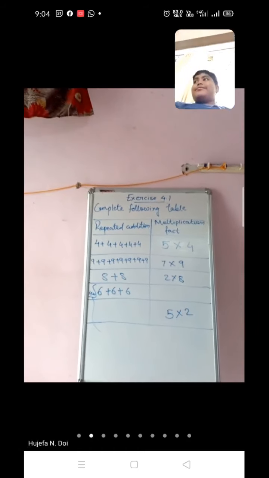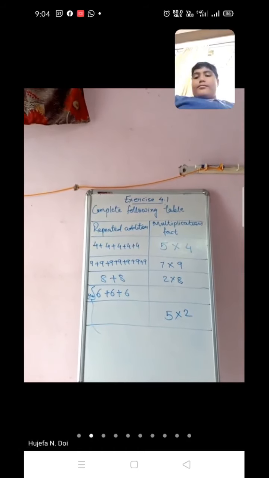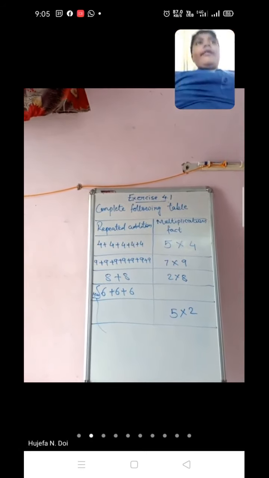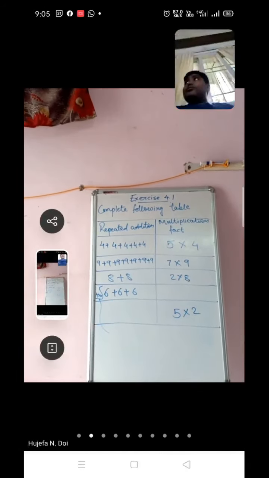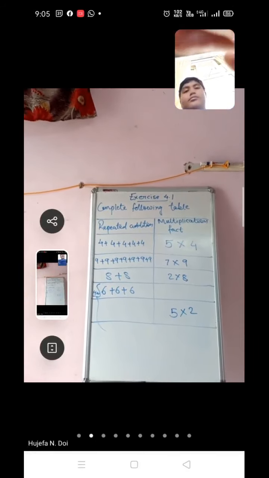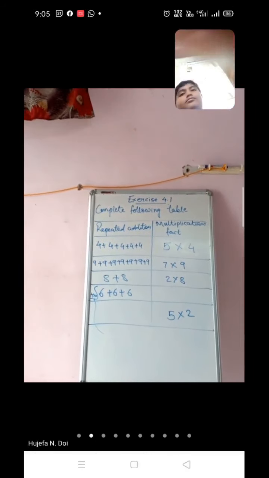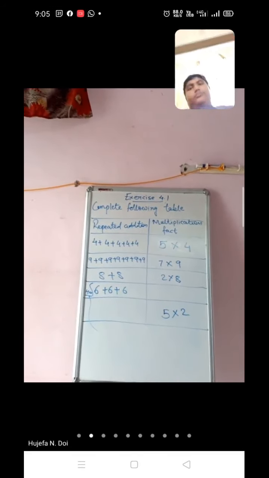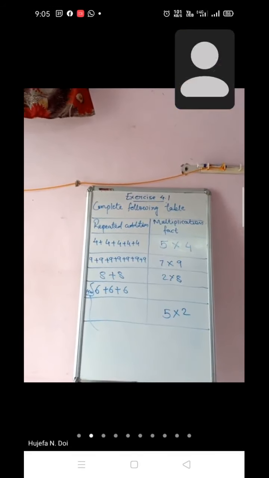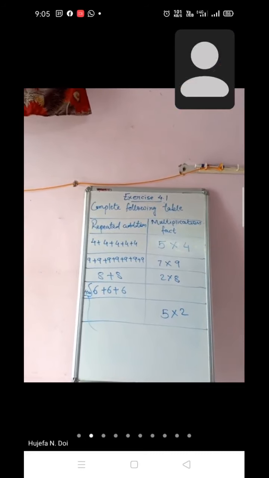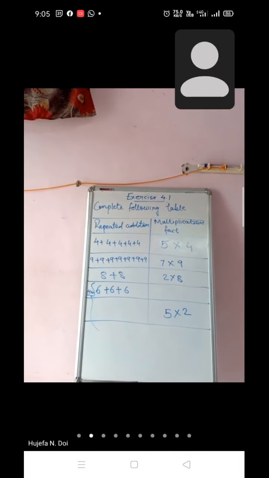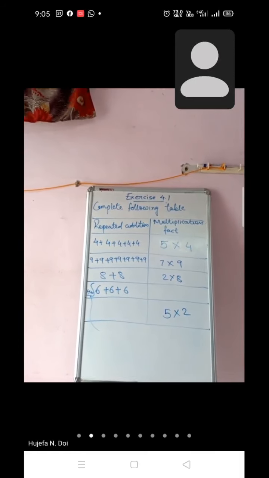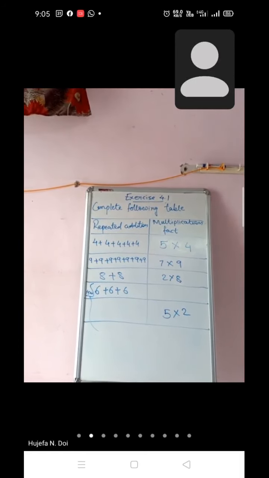If you completed exercise 4.1, put your textbook on the side and look on the board that you already learned. This is the revision of class 2.